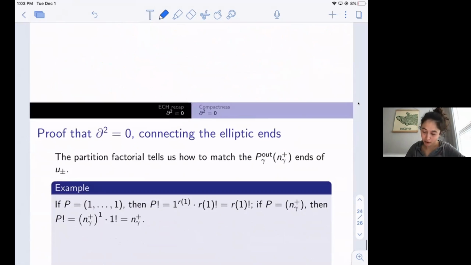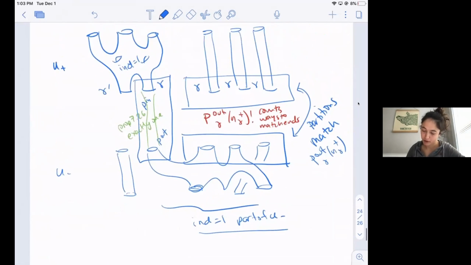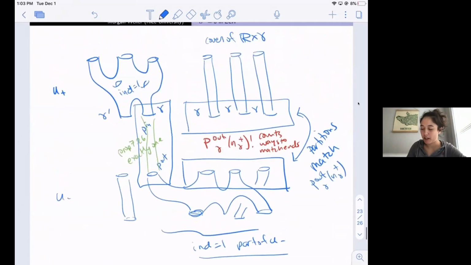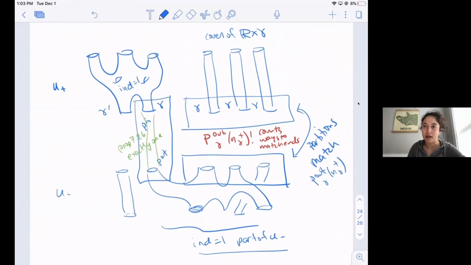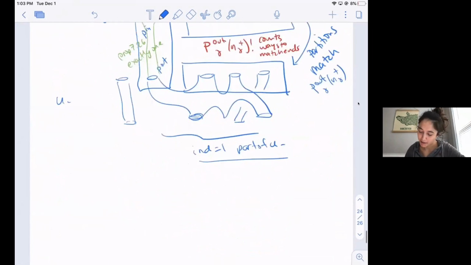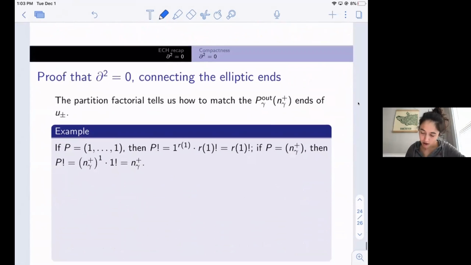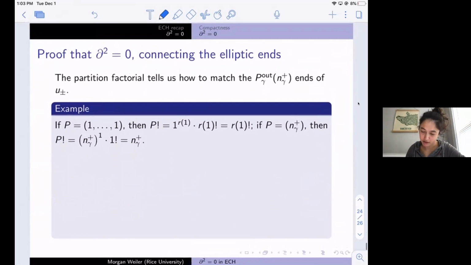But so, I had a lot more space. Anyway, okay, so maybe to convince you, I'm not going to be able to prove that P out factorial is the number of ways to match the ends, because that's pretty hard in general. But the combinatorics of that is two full subsections of the gluing one paper. But I'll try and convince you in the simplest settings.